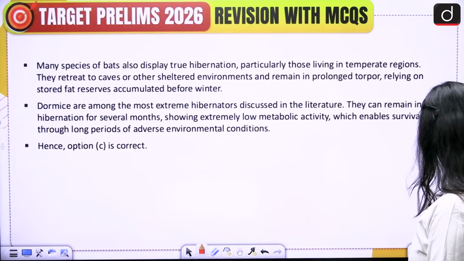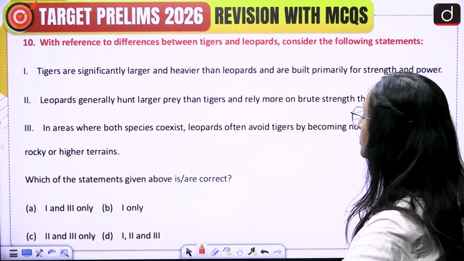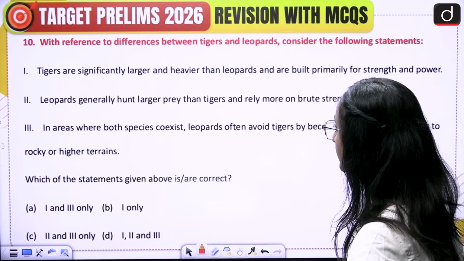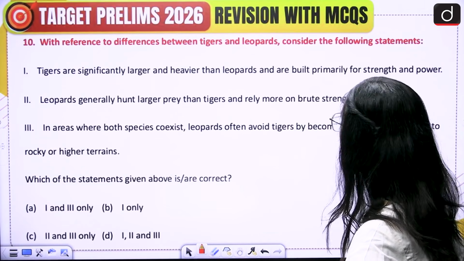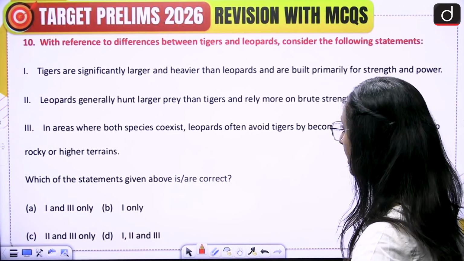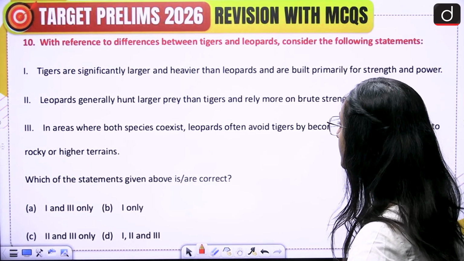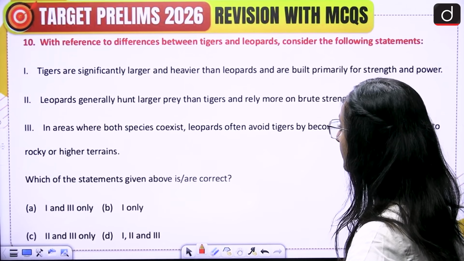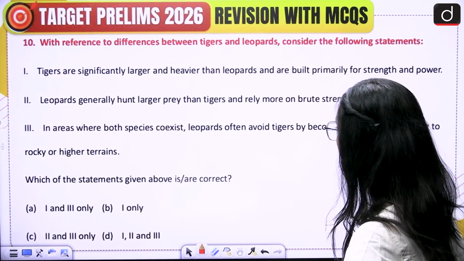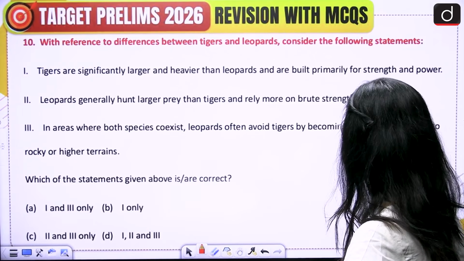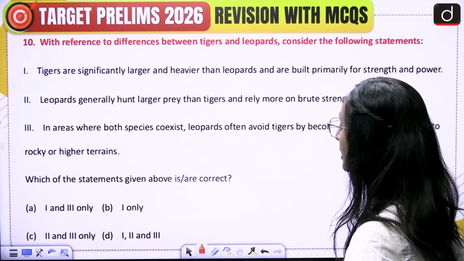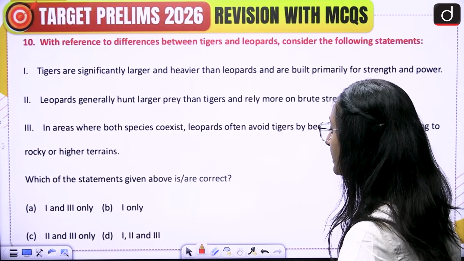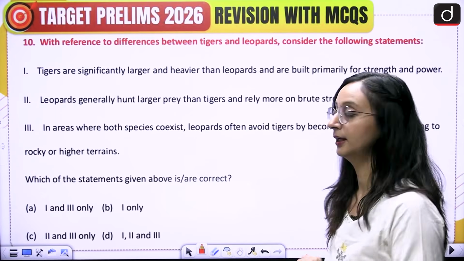Question number 10. With reference to differences between tigers and leopards, consider the following statements. 1. Tigers are significantly larger and heavier than leopards and are built primarily for strength and power. 2. Leopards generally hunt larger prey than tigers and rely more on brute strength than stealth. 3. In areas where both species coexist, leopards often avoid tigers by becoming nocturnal or shifting to rocky or higher terrains. Which of the statements given above is or are correct? A, 1 and 3 only, B, 2 only, C, 2 and 3 only, or D, 1, 2 and 3. Please attempt this question.